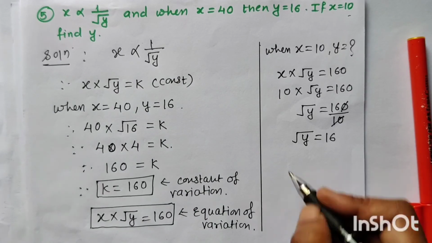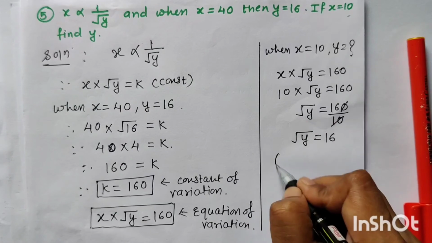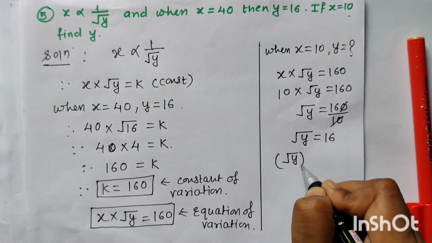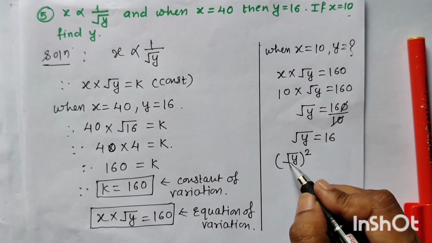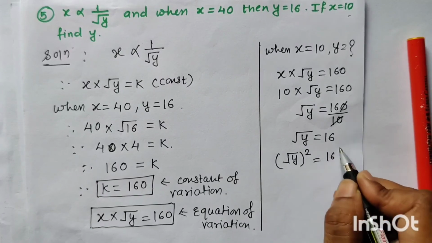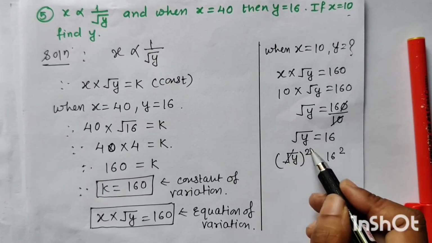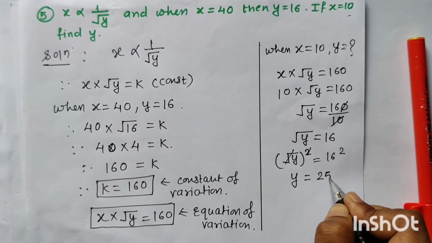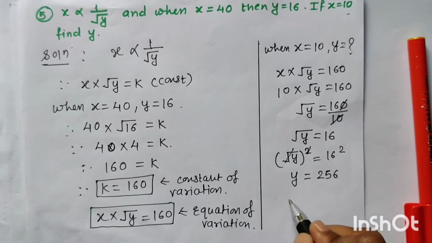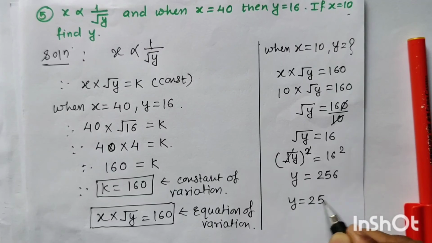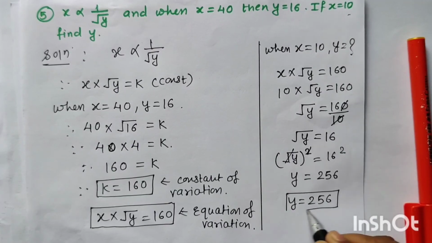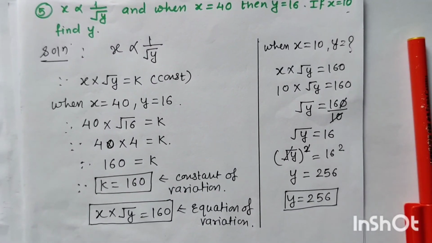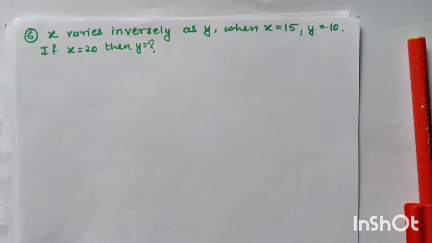We are getting the value of square root of y, and we require the value of y only. So what do we have to do? We take the square of both the sides. Square root of y, squared, is equal to 16 squared. So the square root and square cancel each other, and we get y. And what is 16 squared? 256. So y is equal to 256 we are getting. We require only the y value. Okay.